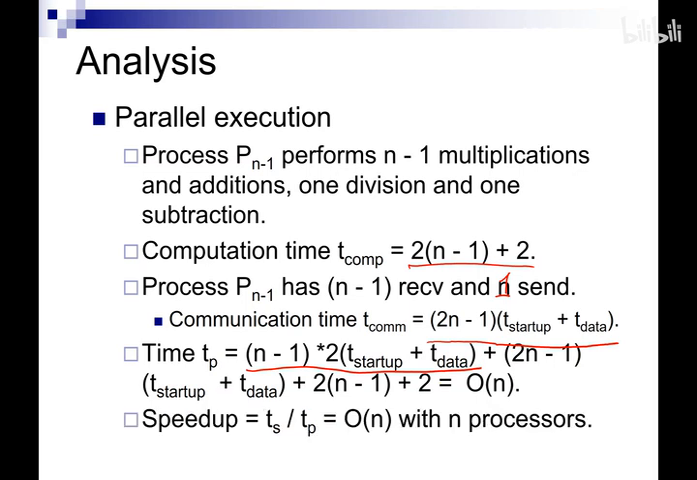So if you compare this with the sequential execution time, which was quadratic, n squared, the pipeline running time is now linear. And so therefore you get a linear speedup. You get order n speedup using n processors.